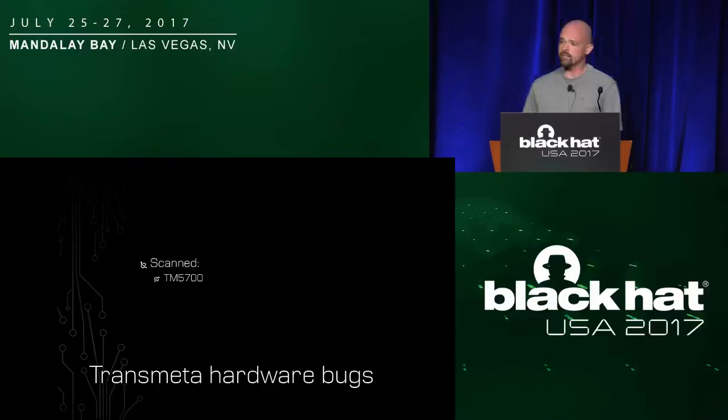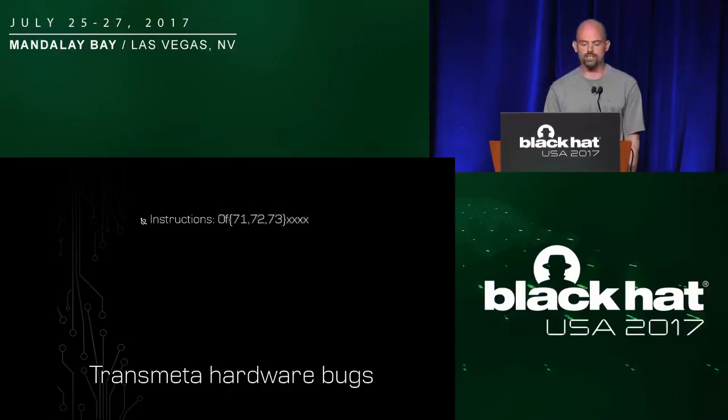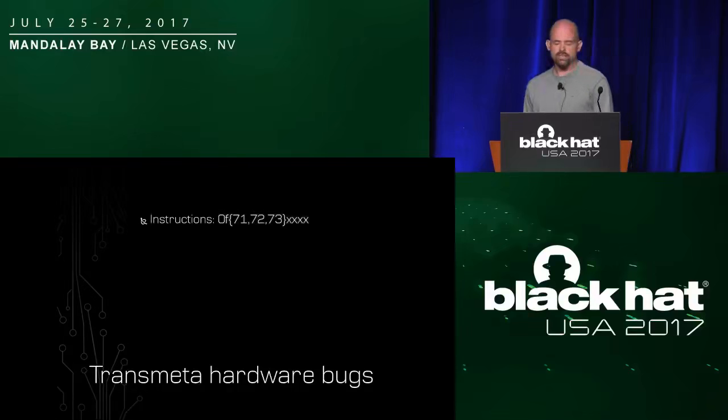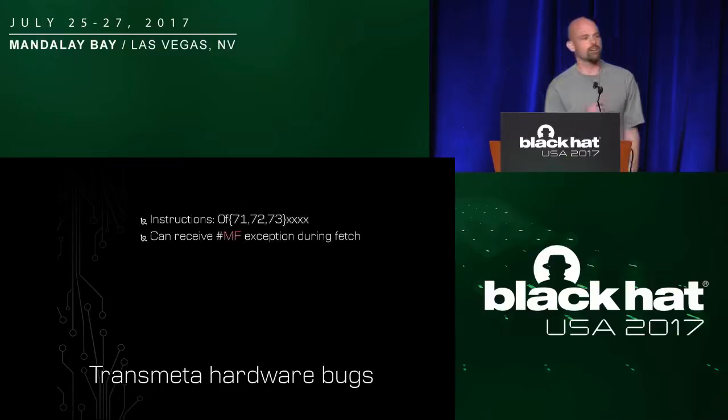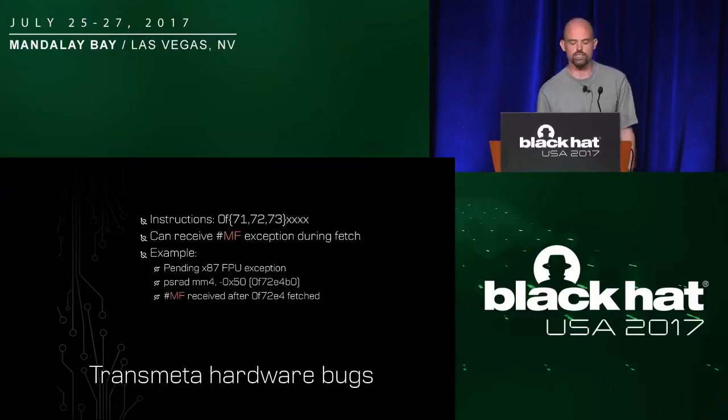I scanned a Transmeta processor. Transmeta is not especially popular anymore, but they were kind of interesting a couple of years back. I found some interesting results in the Transmeta, where this series of instructions, 0F 71, 72, or 73, could generate a floating point exception during the instruction fetch phase. So if you had a floating point exception pending and you tried to execute one of these instructions, you would get a floating point exception before the instruction was completely fetched.